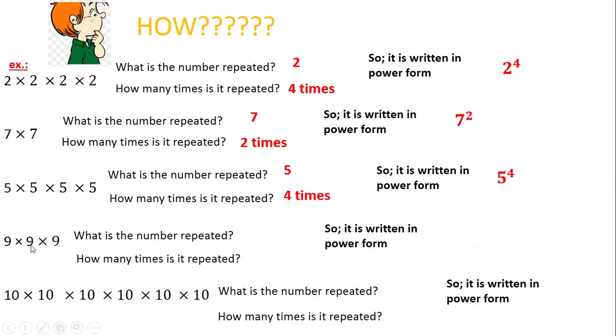I will continue. 9 times 9 times 9. The number repeated is 9. The number of repetitions is 3. So in power form, 9 to the power 3. The last one, 10 times 10 times 10 times 10 times 10 times 10. The number repeated is 10, and the number of repetitions is 6 times. So to write it in power form, we write 10 to the power 6.